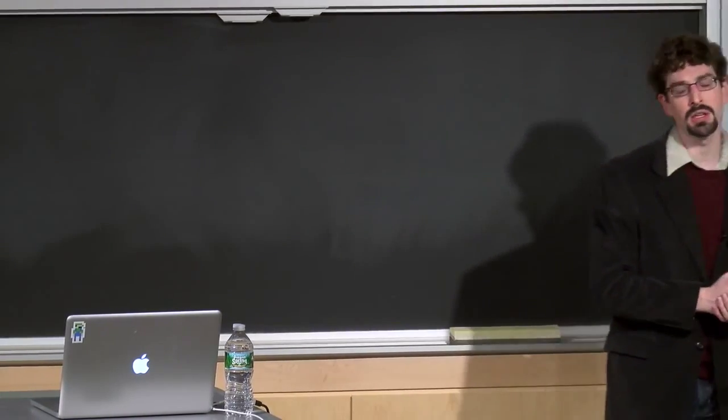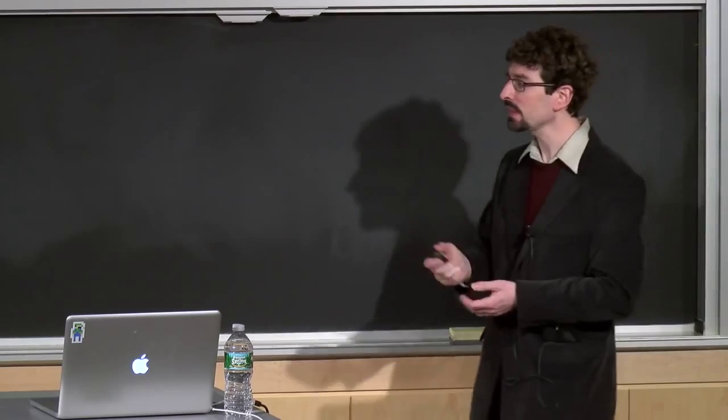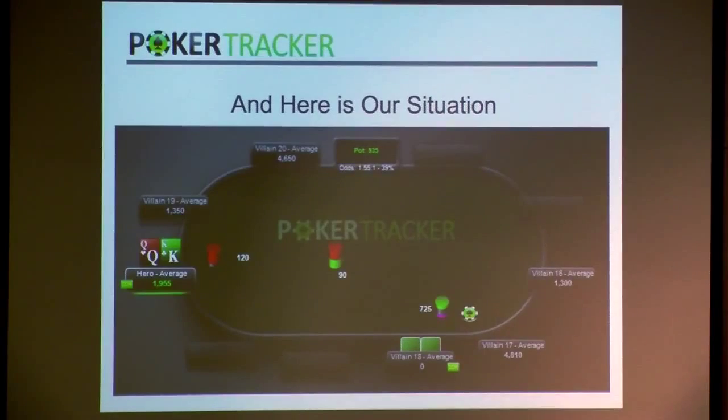So here is our spot. And let's take a moment to look at it. We're in the big blind, just like we said. We have a king and a queen. Fold, fold, fold, fold. And this guy pushes all in. So we're facing an all in from him.